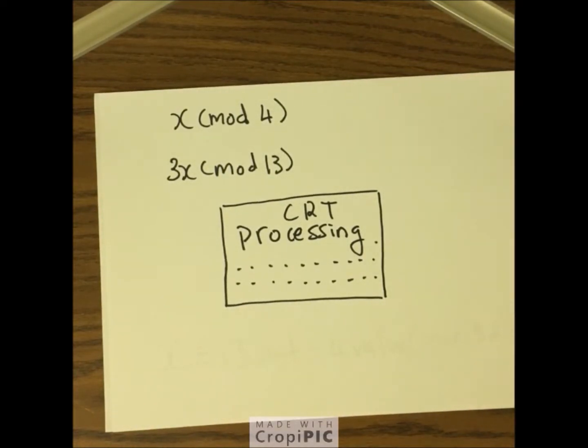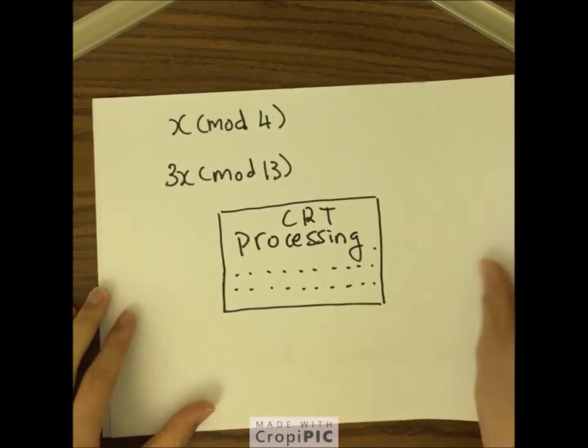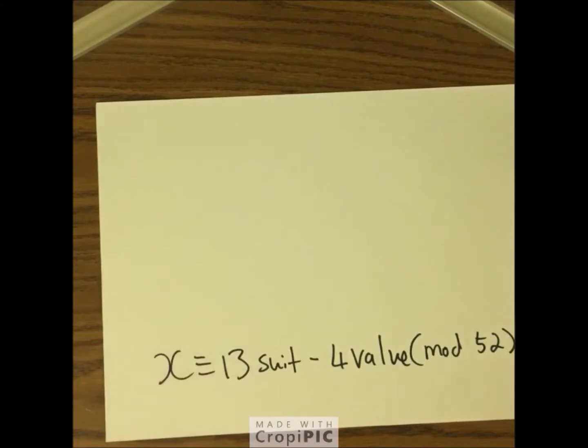After doing some CRT magic, we will combine these two modular equations and end up with X congruent to 13 times the suit minus 4 times the value mod 52. Using this simple equation, you can quickly find the position of any card you're looking for.